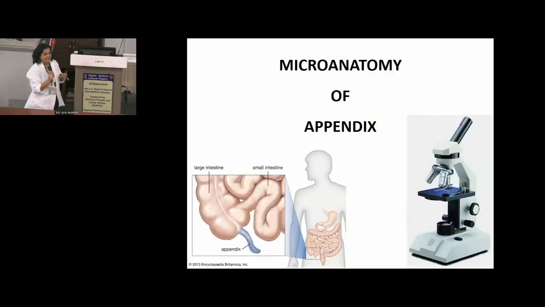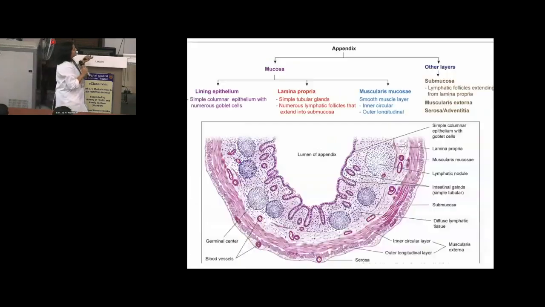Appendix, the vestigial organ present at the ileocecal junction. We get to see the 4 layers maintained here. Again there are no villi present. There is simple columnar epithelium with numerous goblet cells. Okay. And the main thing you get to see is numerous lymphatic follicles which extend into the mucosa. The slide is tiny. Okay. If you see on the slide, the tissue present is a very small tissue. And that's where you can identify.